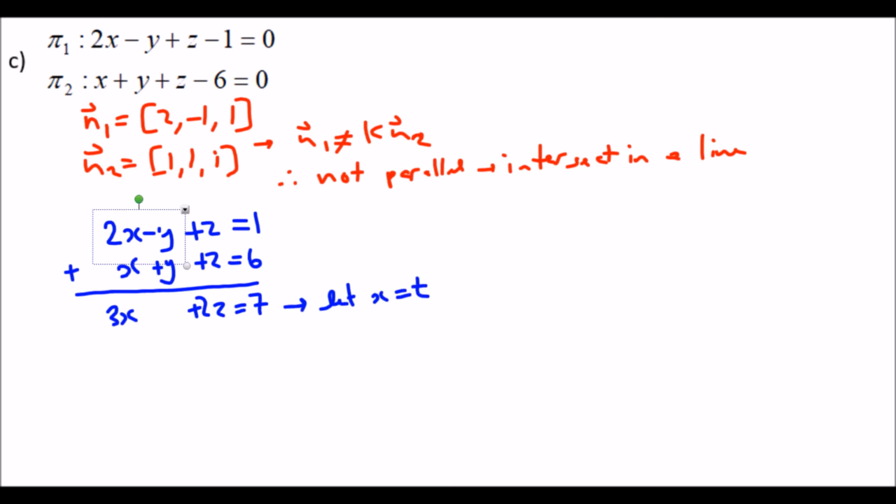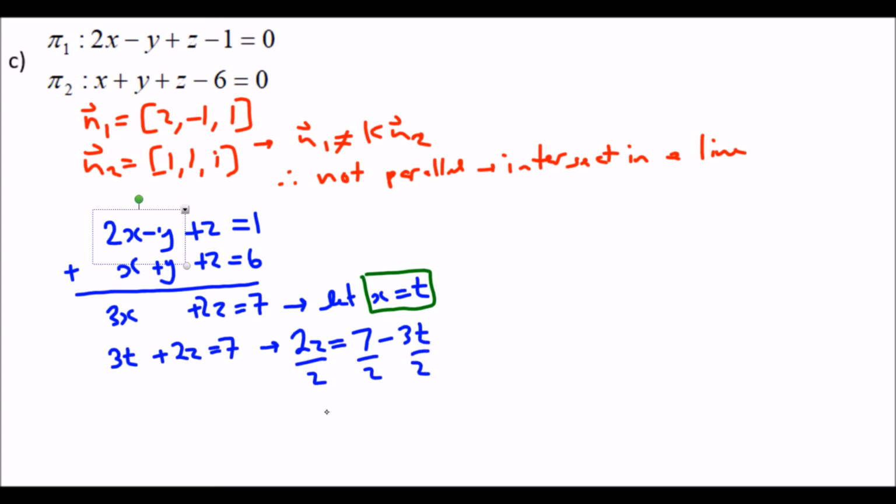Well, how does it help me? And that's really important here, so I'm just going to make sure I highlight that so I remember. So x is equal to t. So what do I do here? Well, I'm going to replace my x with t. So I have 3t plus 2z is equal to 7. Well, I'm going to now isolate for z. So I have 2z is equal to 7 minus 3t. Divide every term by 2. And so I get z is equal to 7 over 2 minus 3 over 2 t. And there's my second one.